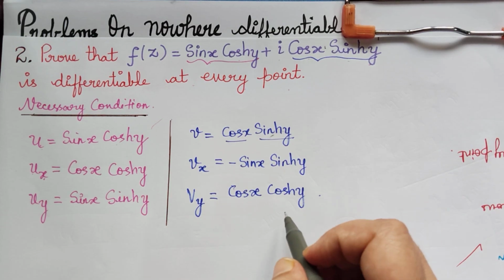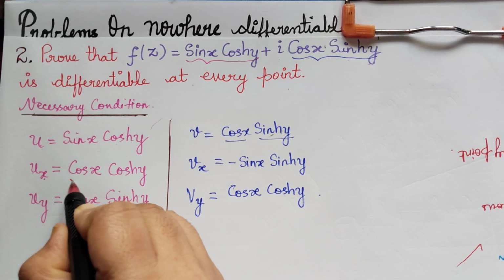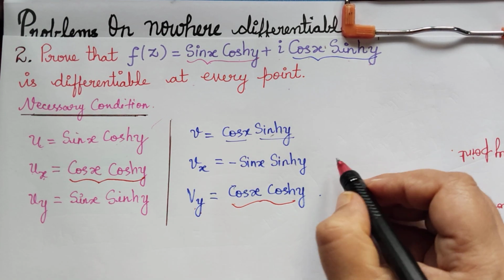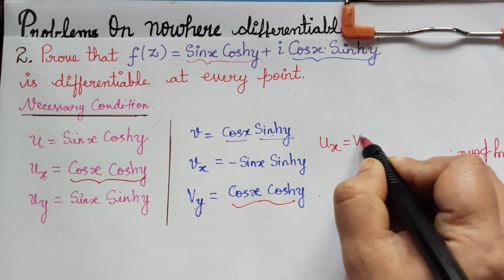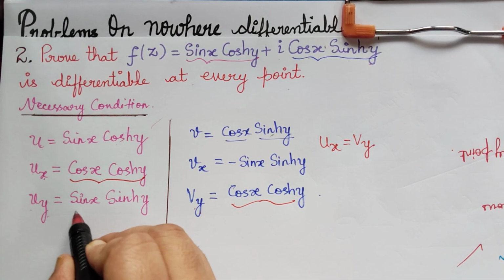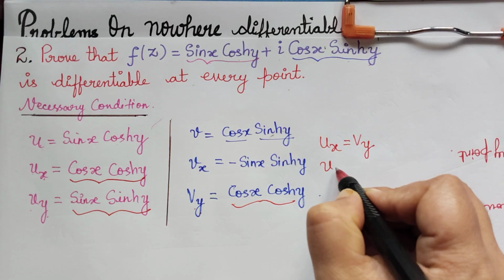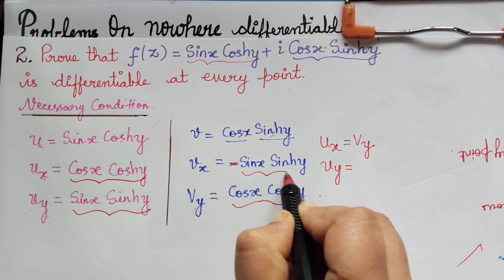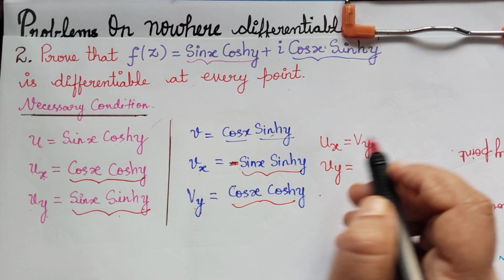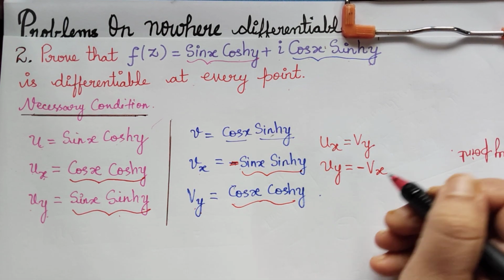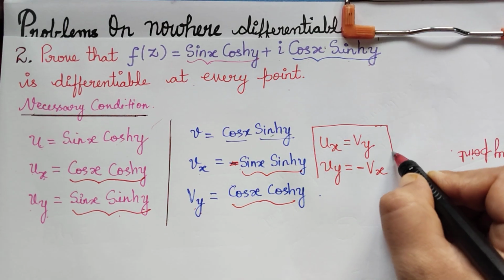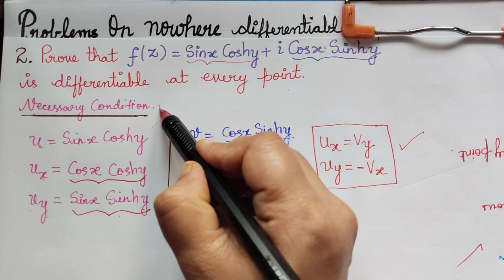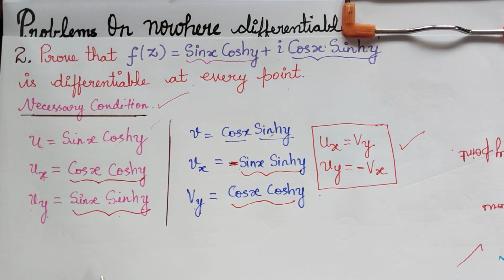Now we shall check the CR equation. We see that ux is cos x cosh y, and vy is cos x cosh y, and we observe that ux is equal to vy, and also uy is sin x sinh y, which is equal to minus vx, because vx is minus sin x sinh y. They are same, but you have a negative sign here, so it is minus vx. Therefore we have seen that the given function f of z satisfies the CR equation, and hence the necessary condition is satisfied.